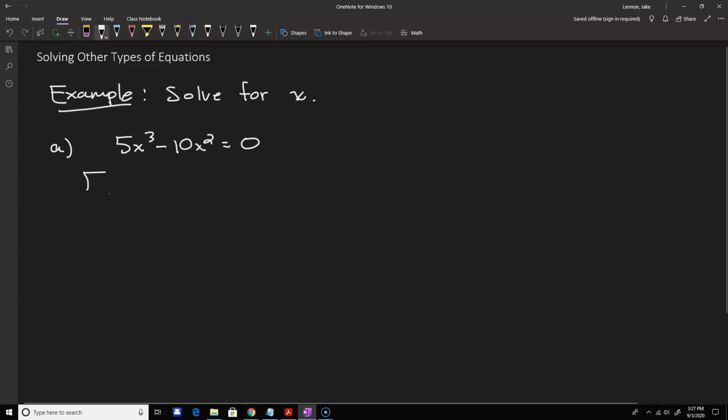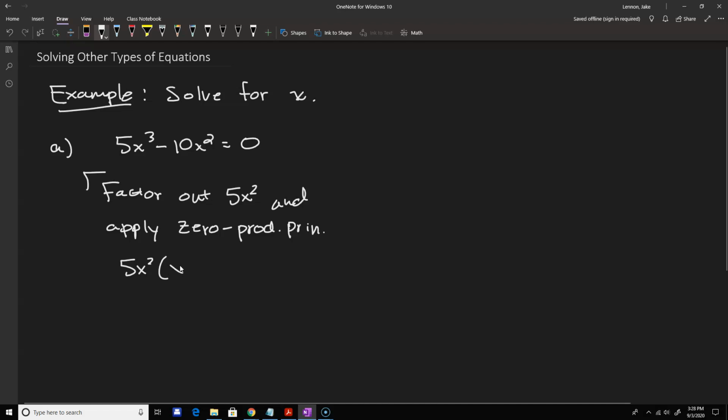So the idea here is we want to factor out 5x squared and apply the zero product principle, meaning that if two things multiply to 0, then one of those factors must be 0. So if we factor out the 5x squared, we'll be left with x minus 2. So we have two things multiplied that make 0. So either 5x squared equals 0 or x minus 2 equals 0.